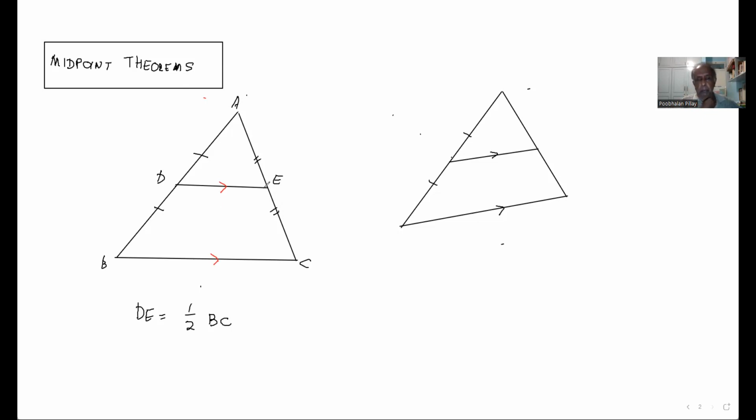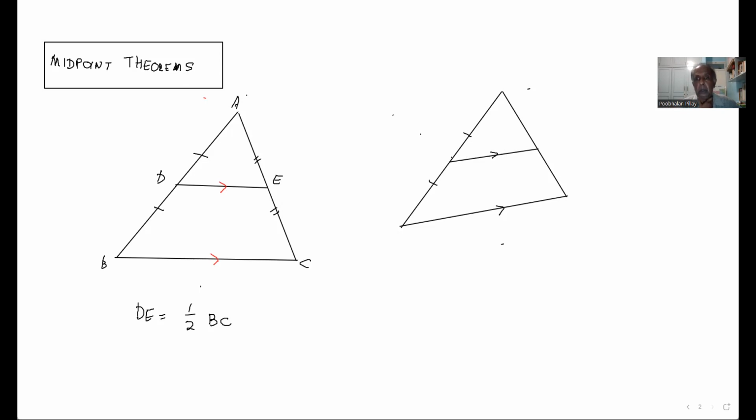The line joining the midpoints of two sides of a triangle is parallel to the third side and is equal to half its length, right? And the other theorem here is a converse. This time you are given only one midpoint, as you can see. But from that midpoint, you draw a line parallel. In other words, you are given different things to what you are given here. You are given here that one is a midpoint, and this is a parallel.